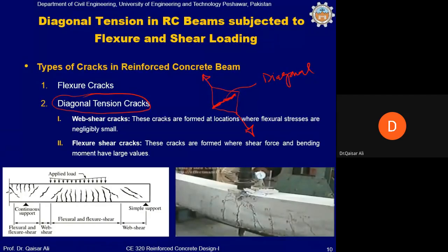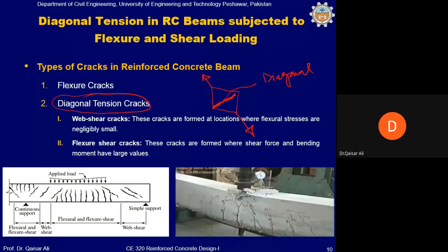So these cracks appear along the diagonal of the element. They are called diagonal tension cracks because the principal shear stresses will produce principal tensile stresses at an angle of 45 degrees with the horizontal. And these tensile stresses will basically cause cracking of the concrete along one of the diagonals. So for this reason, the shear cracks are called diagonal tension cracks. Okay, they are also called shear cracks, but they are also called diagonal tension cracks.